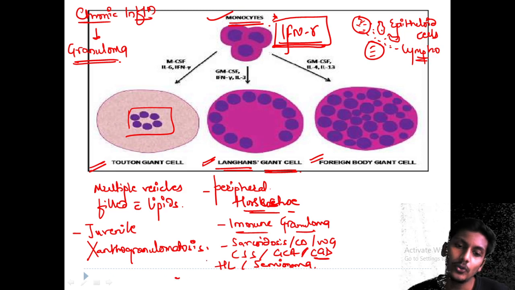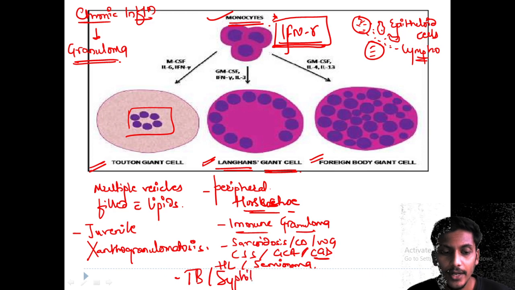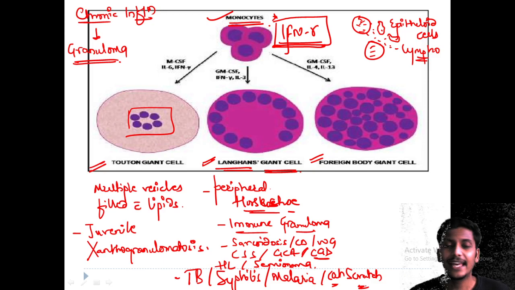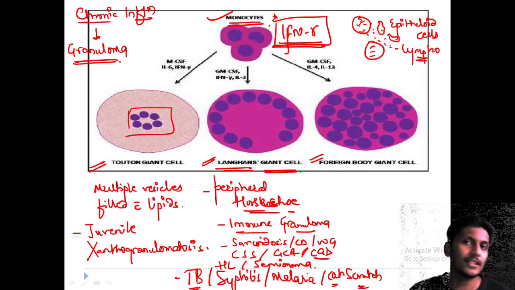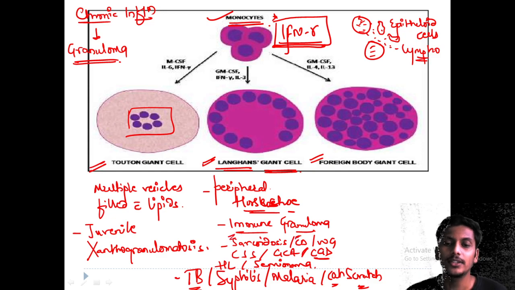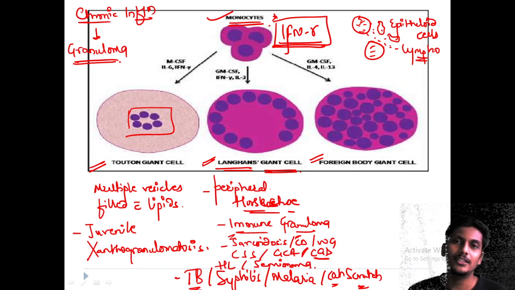Along with that, they are also seen in some infective conditions like tuberculosis, syphilis, malaria or cat scratch disease. In tuberculosis we have a caseating granuloma, associated with cheesy necrosis at the center of the granuloma, whereas in sarcoidosis or Crohn's disease we have a non-caseating granuloma, which does not have any caseous or cheesy necrosis at the center. This is the basic difference.